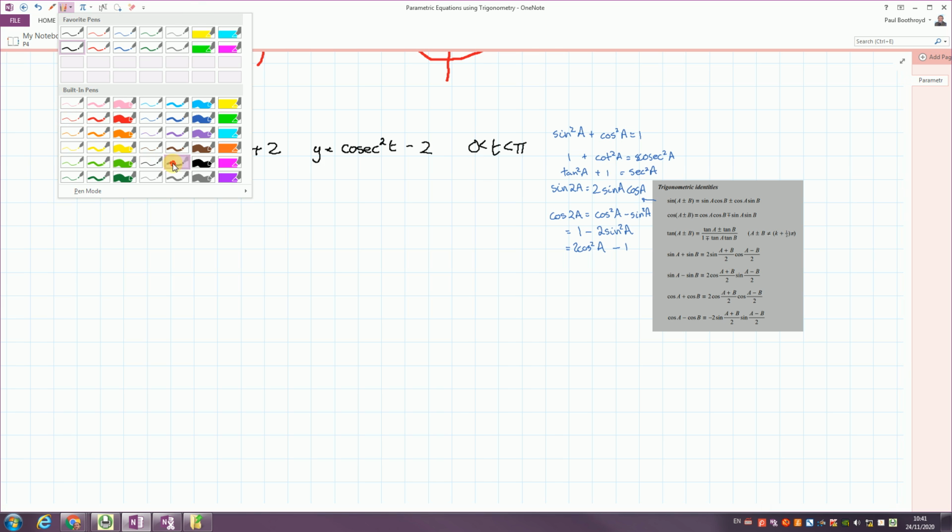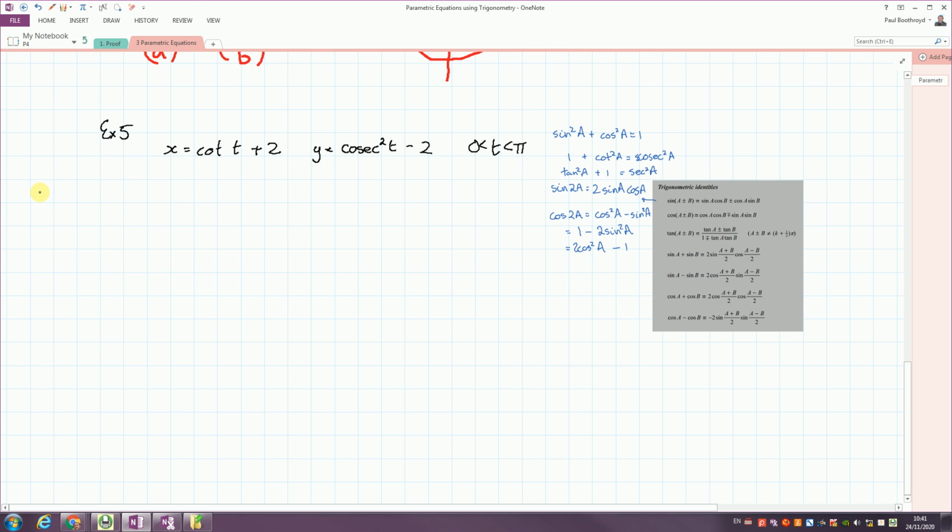Okay, with this question we need to actually find three things. We need to find the Cartesian equation, the domain, and that's all in part one. And they would like a sketch in the second part, so it's something we should be able to draw.